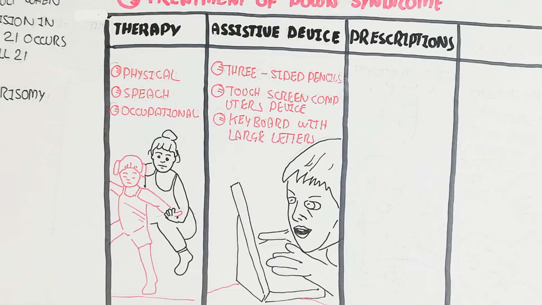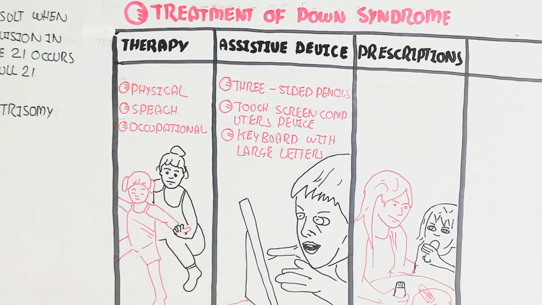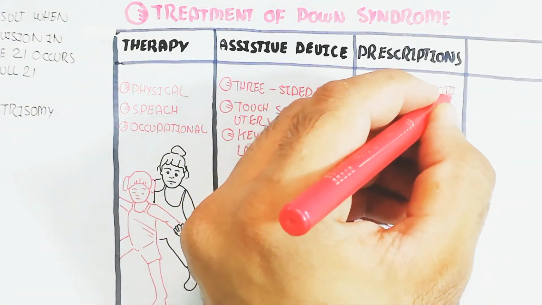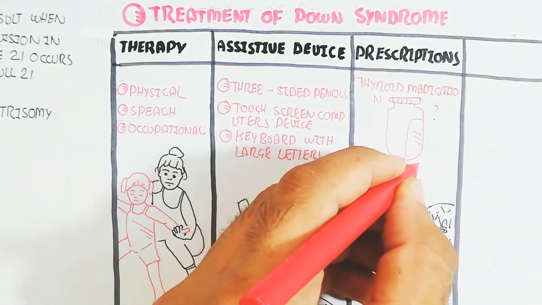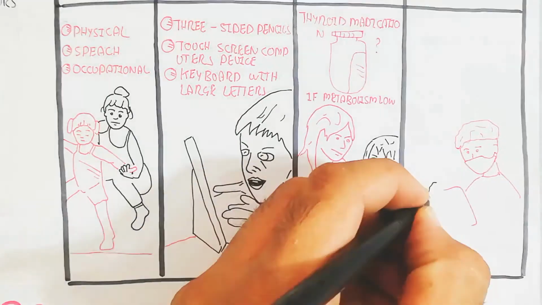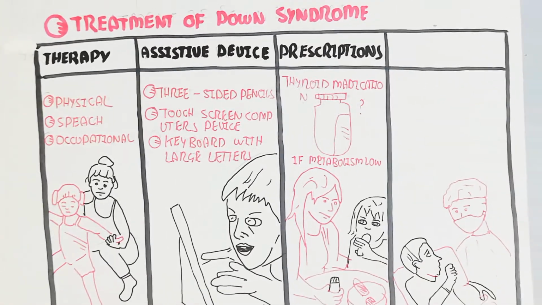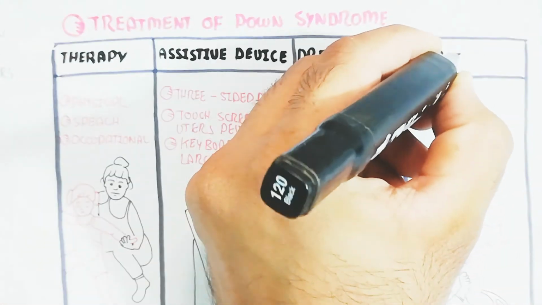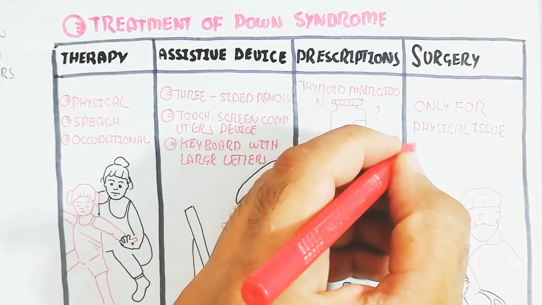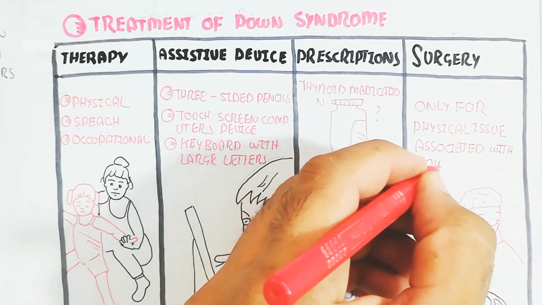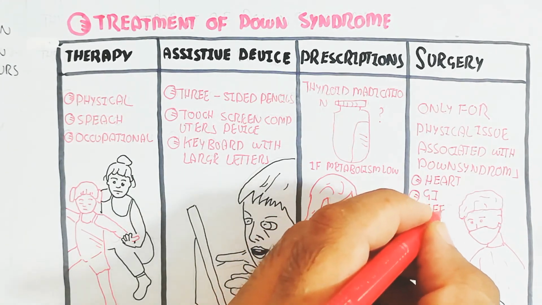The prescription is a recommendation of medication like thyroid medication. The thyroid drug is used for high metabolism if the metabolism is low. So remember these things. On the other hand, there is weakness and behavioral problems, the behavior will change. Surgery is the best option only for physical issues associated with Down syndrome, for example heart and gastrointestinal defects, and other things.